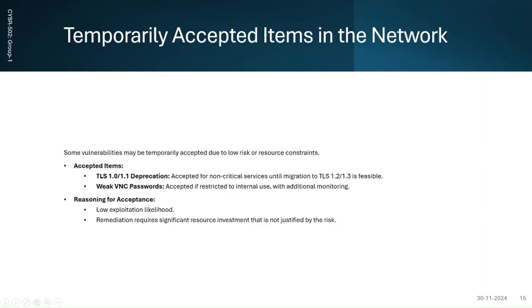Not every vulnerability can be resolved immediately. Some low-risk issues are temporarily accepted due to resource constraints. For instance, we have temporarily accepted TLS 1.0 or 1.1 for non-critical services, while planning the migration to TLS 1.2 or above. Similarly, weak VNC passwords are accepted for internal systems backed by close monitoring. Why accept these risks? The likelihood of exploitation is low and remediation demands resources that outweigh the current risk. These are temporary measures and we are actively working on permanent fixes while ensuring continuous monitoring and security.